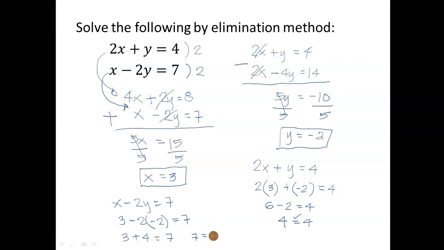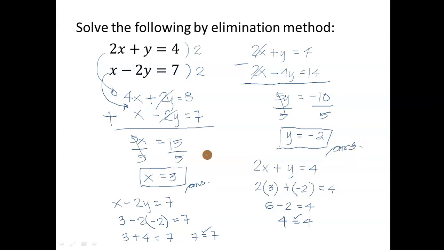It also satisfies the second equation. So we can conclude now that the solution for this particular linear equation is x equals 3 and y equals negative 2.